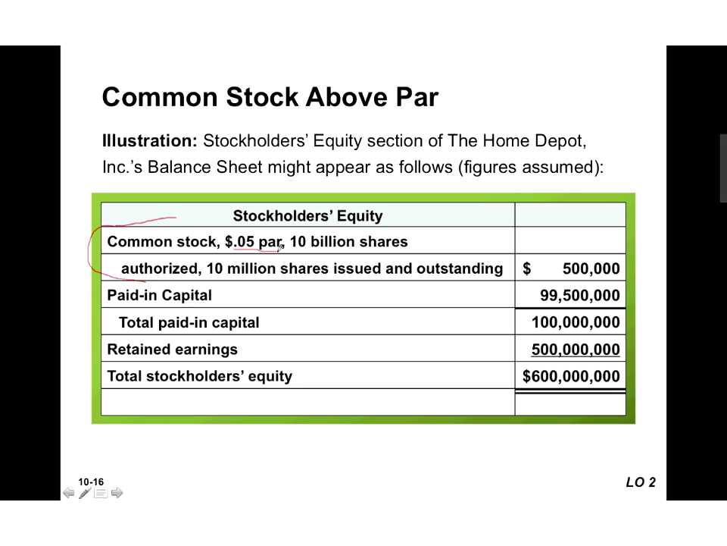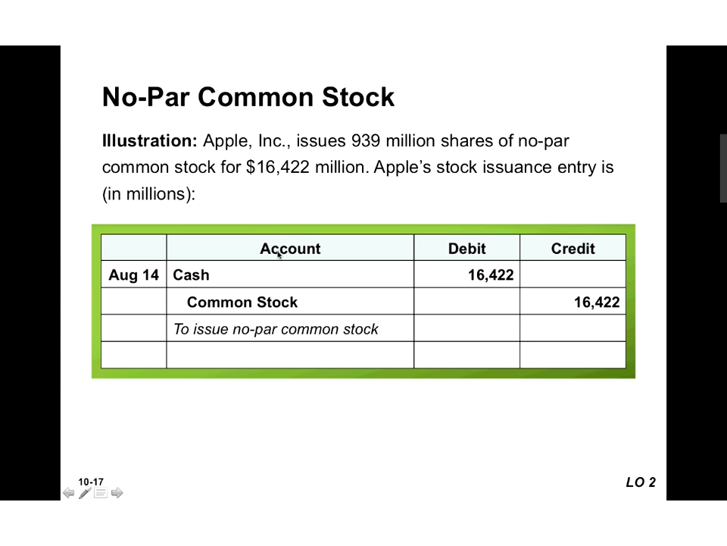Okay, now, so this was a common situation where we have a par value. What if a stock doesn't have a par value? We can have no par stock. When you see no par stock, so let's say that Apple issues 939 million shares of no par common stock. So this is totally made up. Apple does have a par value, even though it's minute, but this is a made up example. So if we don't have a par value, then everything just goes into common stock. So this is actually the simplest situation.